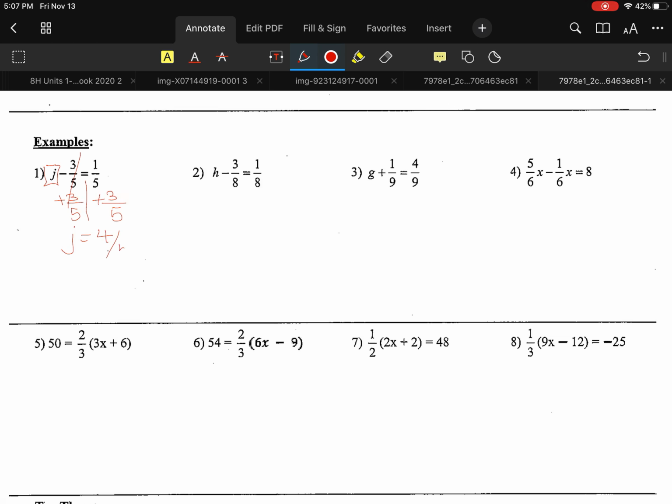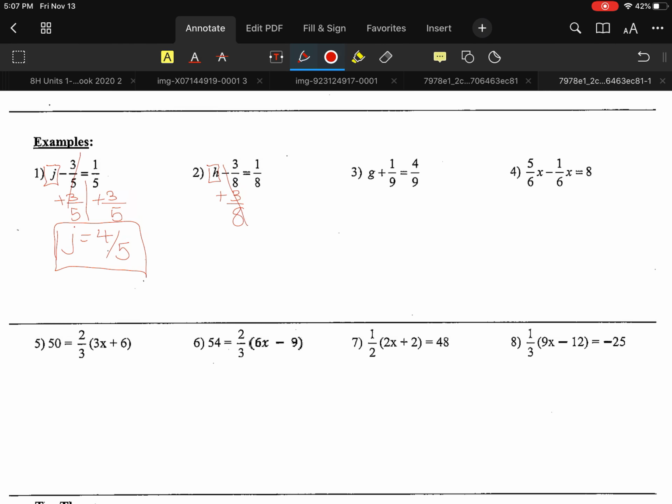So again, I hope that calculator is handy. You should have 4/5. And that one was nice and easy because they already had a common denominator. If you do not have a calculator, because we're working with fractions here, when you're adding and subtracting, you will need a common denominator. So use that calculator.